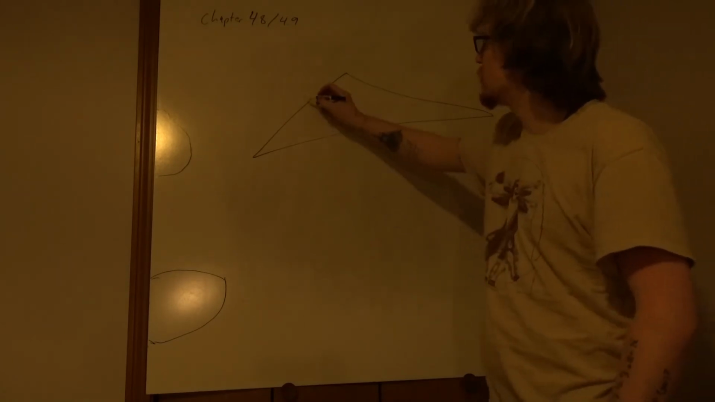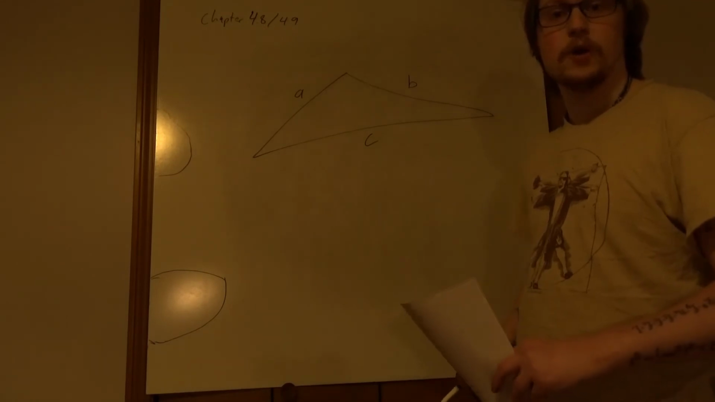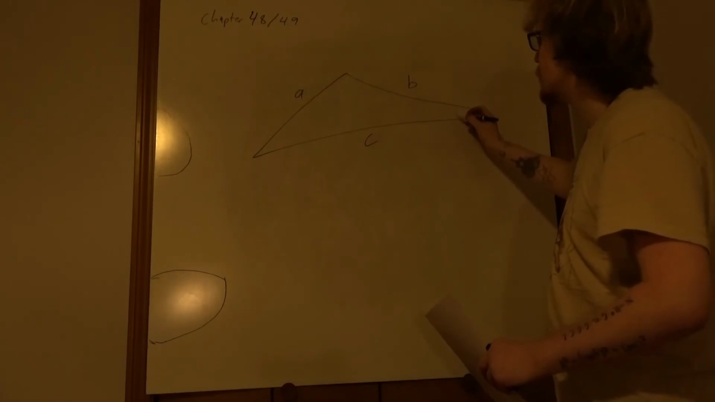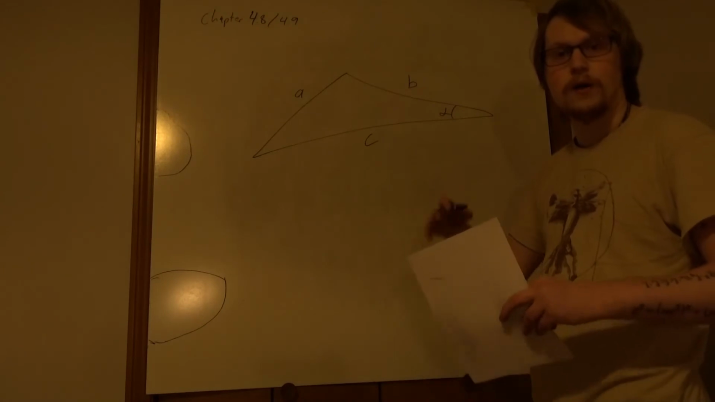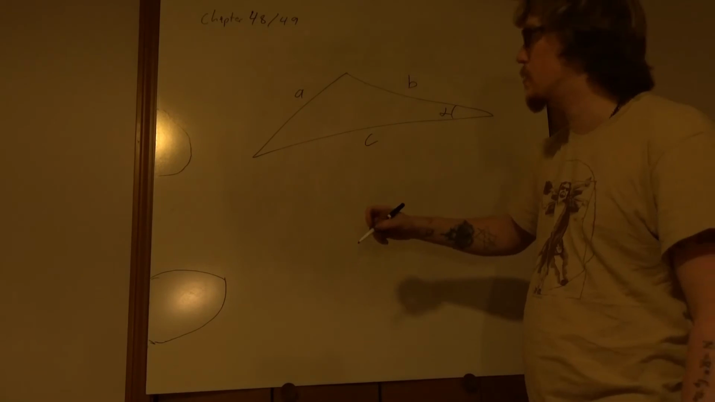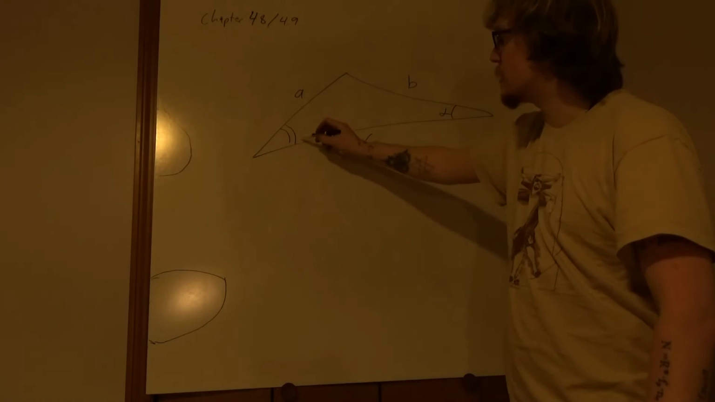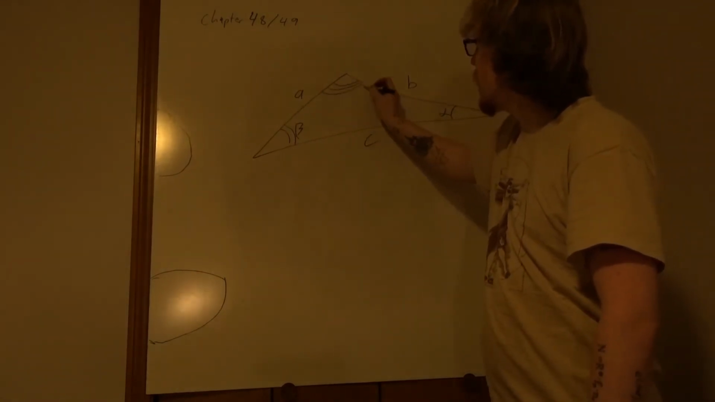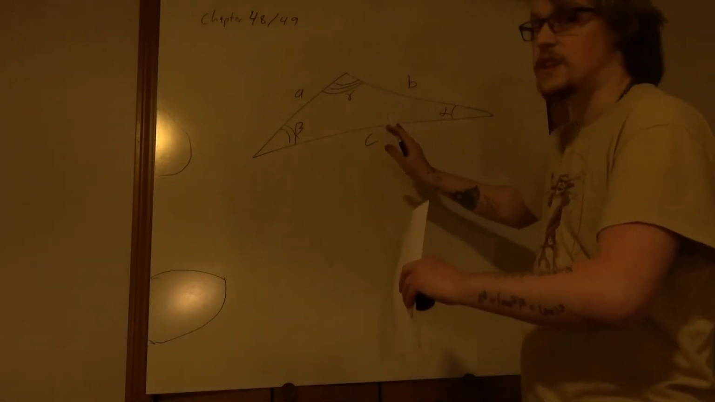So if we label these sides A, B, and C, and then we label the angle opposite from A, so here's side A, and here's the angle opposite A. If we label this alpha, or capital A, or whatever you want to call it, just so that you know that the pair alpha and A go together. And if we label the angle opposite B as beta, and the angle opposite side length C as gamma, because the Greeks don't have a C, then we can start to say things about this triangle.